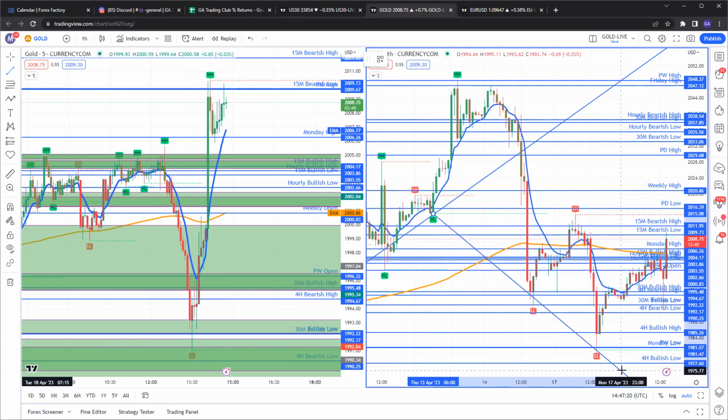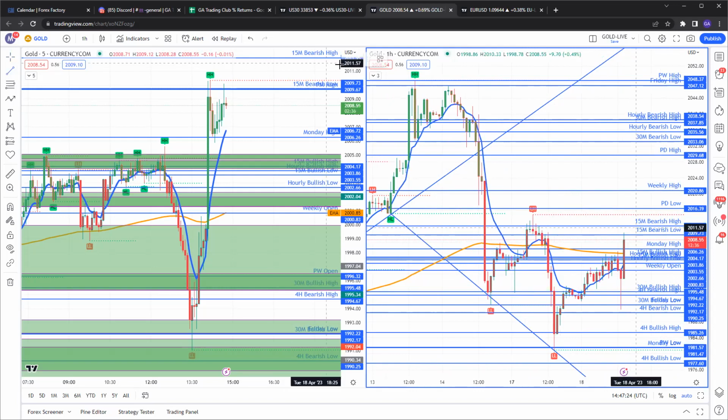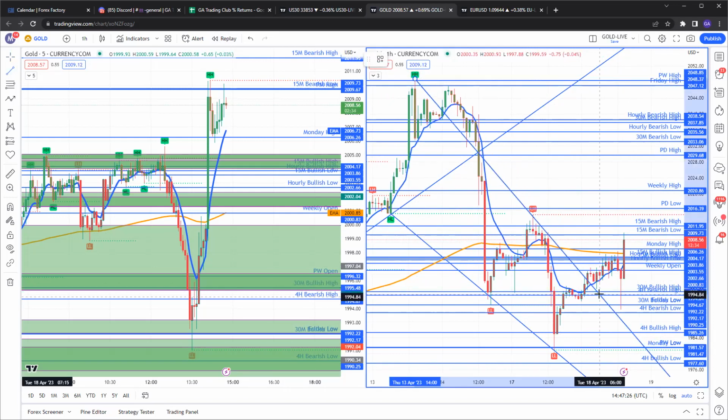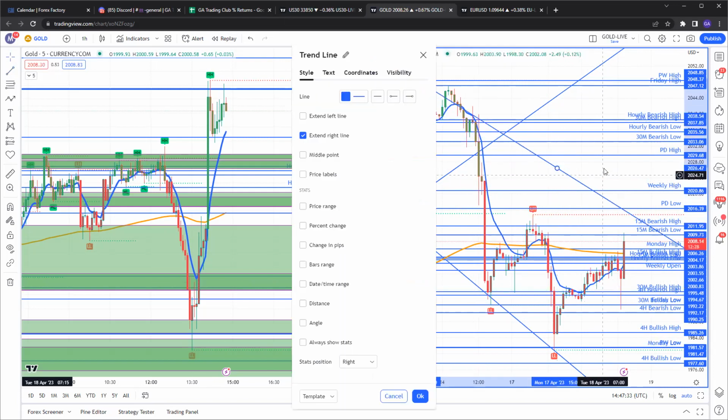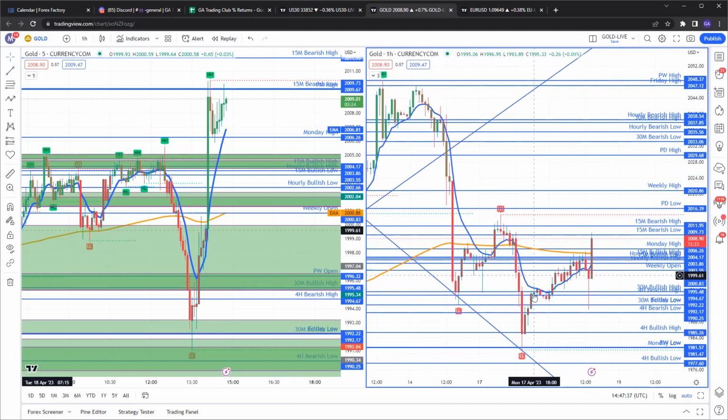So this is the next one on the hourly. We don't have anything else. Ideally, I don't want to draw this because it is cutting through. It is an established trend line, but I don't like my trend lines cutting through. So right here, I'll just do the analysis using this. Okay, so we have this trend line being maintained.